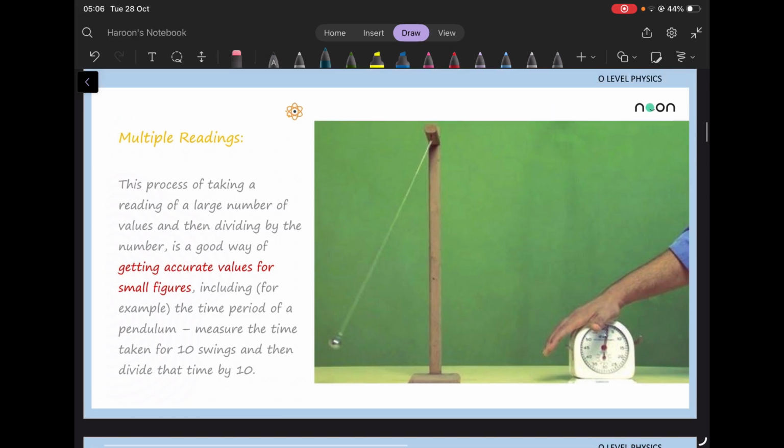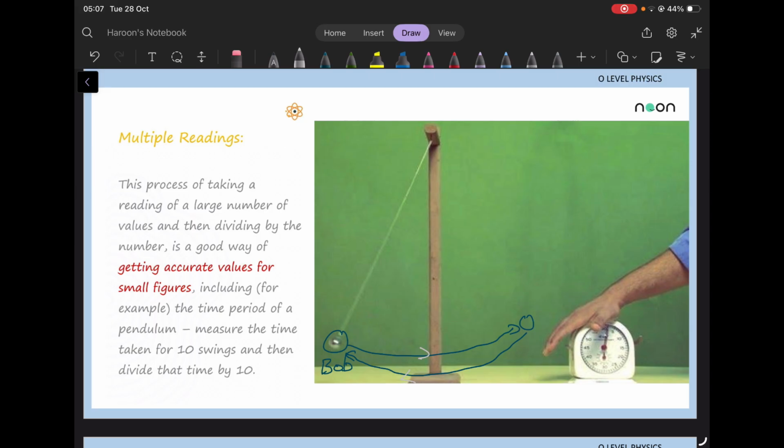This multiple readings concept can also be implemented over here to measure the period of a pendulum. This pendulum, this is basically known as a bob. It goes towards this side, and when it reaches its peak over here, then it comes back. The time it takes for one complete swing, from left to right, and then back from right to left, the time it takes for this entire journey, both of them combined, to and fro, is known as one period.